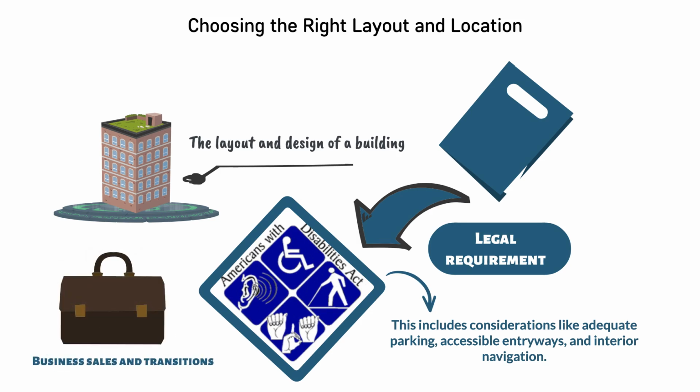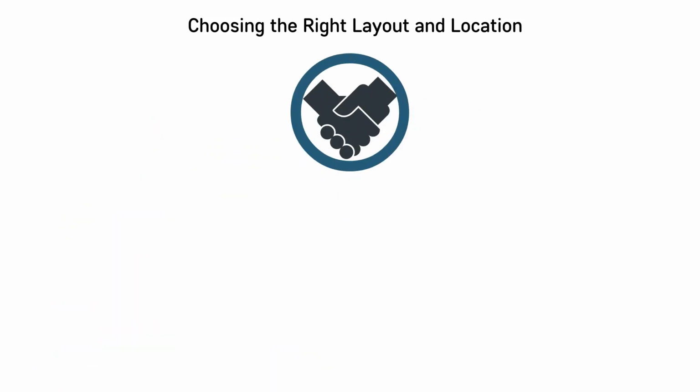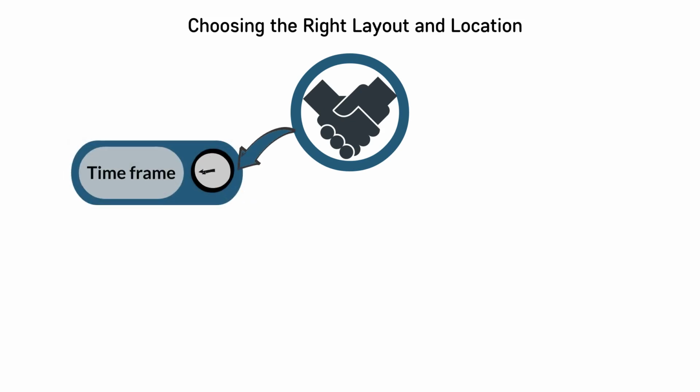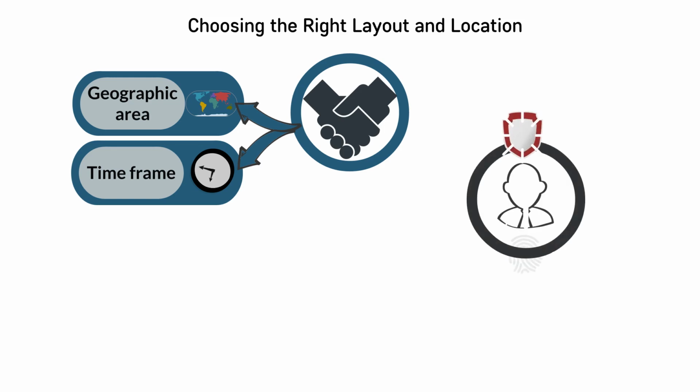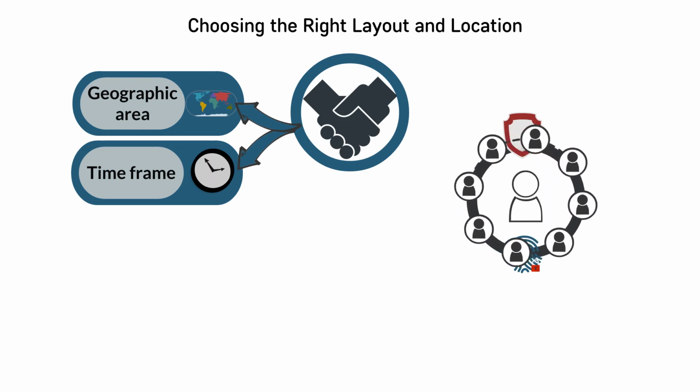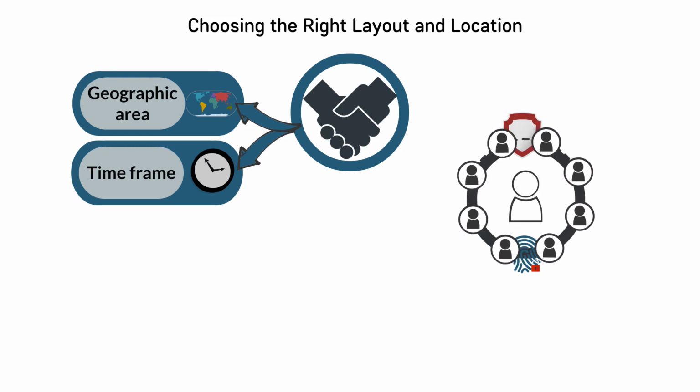In the realm of business sales and transitions, the concept of a restrictive covenant often arises. This is a binding clause where the seller agrees not to open a competing business within a specified time frame and geographic area after the sale. It's a safeguard for the buyer, ensuring that they don't face immediate competition from the seller, who likely has an established customer base and intimate knowledge of the business.